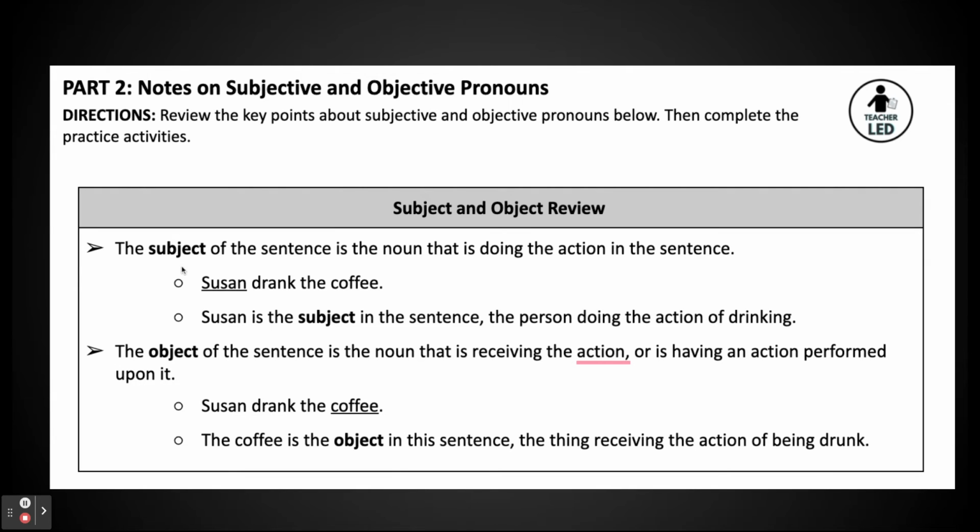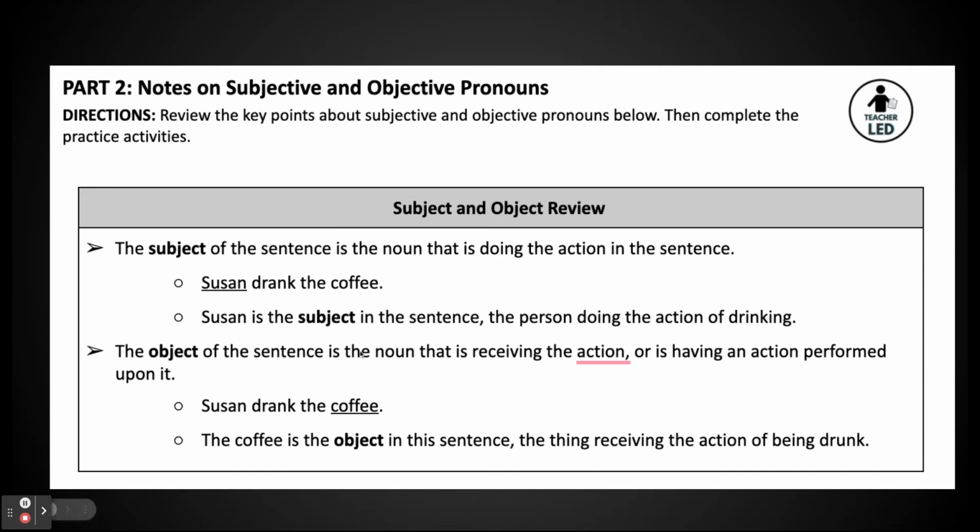So you probably remember this from elementary school. The subject of a sentence is the noun that's doing the action. It's performing the verb, okay? For example, Susan drank the coffee. Susan is your subject because Susan is what the sentence is about, and she performed the verb, the action drank, okay? So Susan's the subject because she's doing the action.